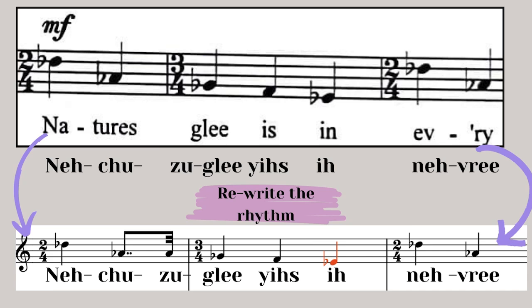How do I rewrite all this? Well, you can rewrite it the way that I've shown you already, just rewriting the words. But to take a nod from Robert Shaw, who probably was one of the first in this whole idea of how to align vowel sounds in particular, you could actually rewrite the rhythm too. You can actually give, in this case, the schwa rhythmic value. Nature's a glee is in every nature's a glee.